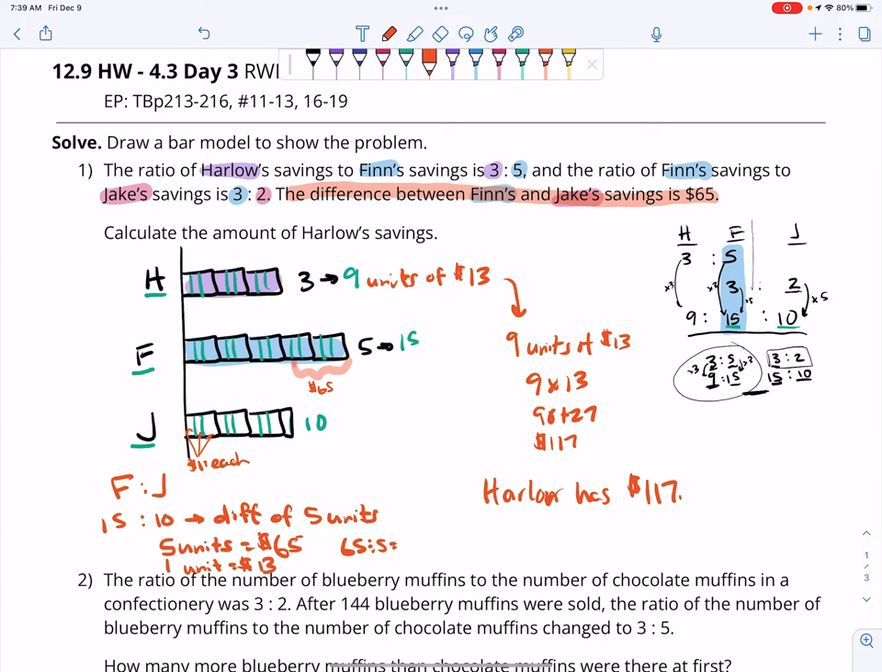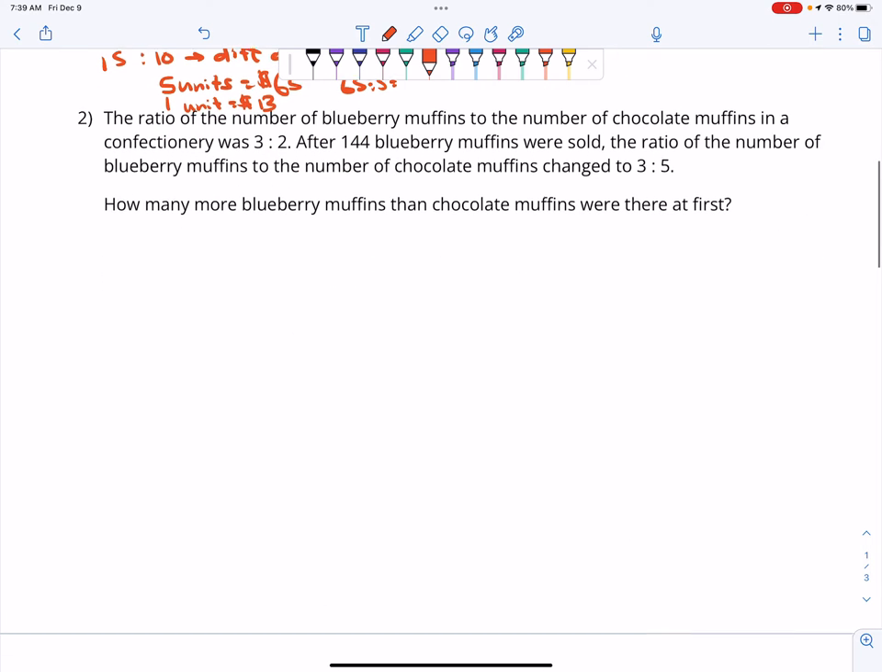Okay. That was a lot of work just to calculate that one piece of information. I think I would have just called Harlow and said, yo, how much do you have in savings? Although I can't imagine a situation where I would need to know that information. Regardless, let's move on to something a little bit more tasty.